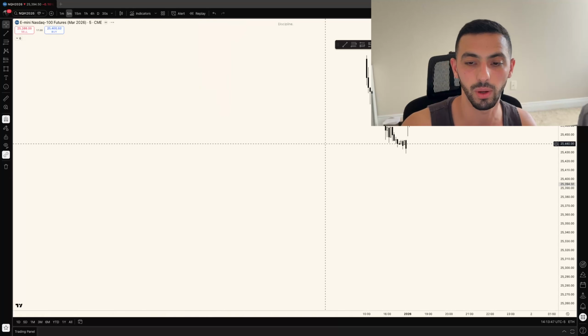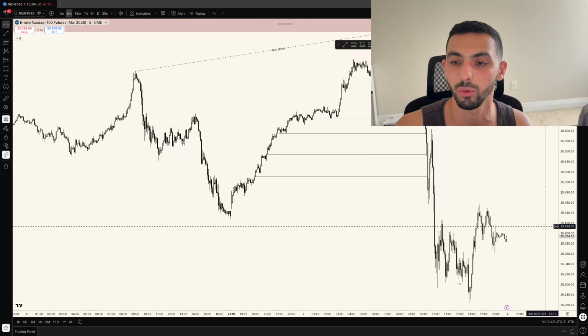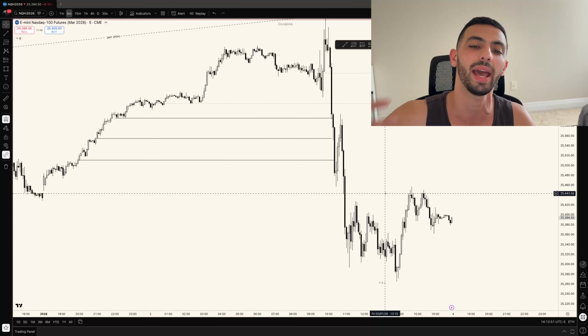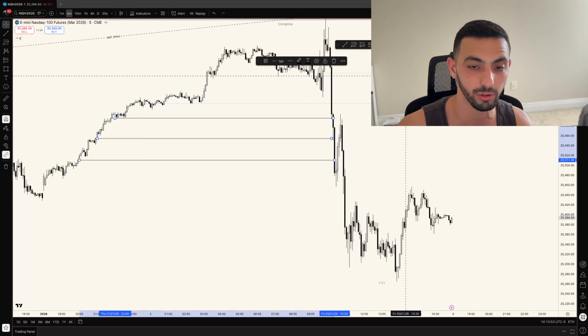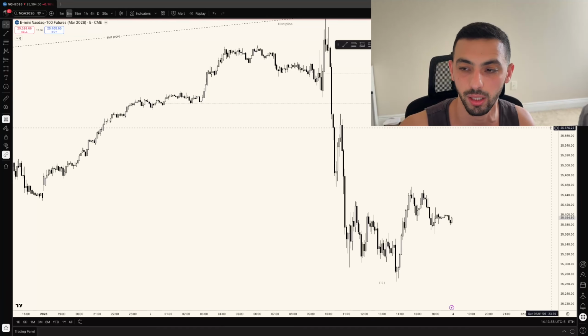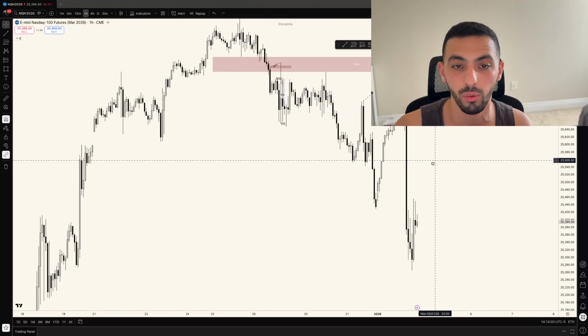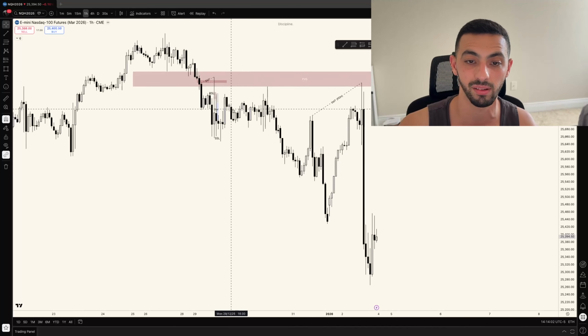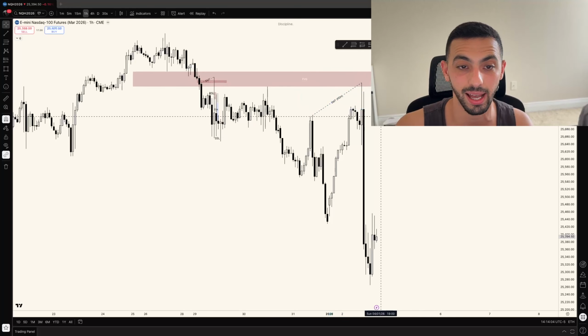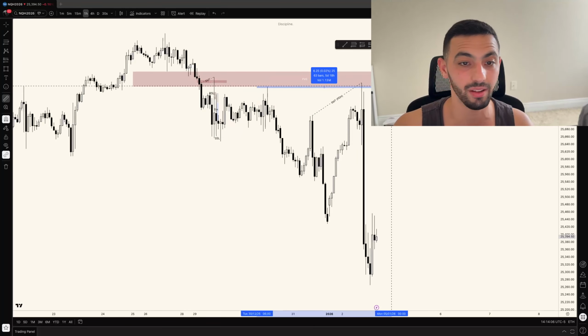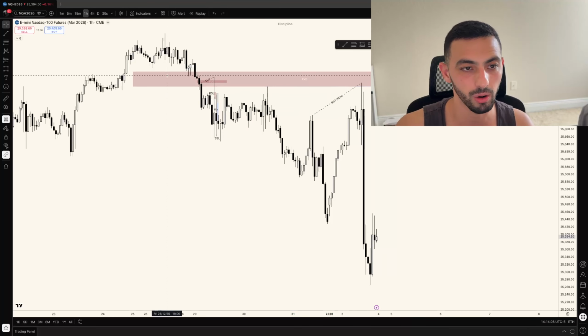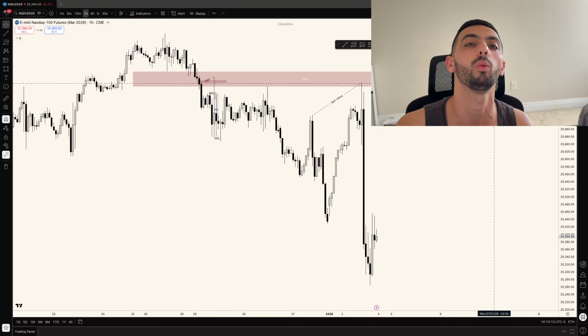Why? You have to recognize draw on liquidity. You have to recognize where we are heading towards. All these fair value gaps don't matter. You have to be able to recognize the draw on liquidity and what price is telling us. SMT was previous day high, swept significant buy side over here, and tapped a daily unfilled bearish gap.